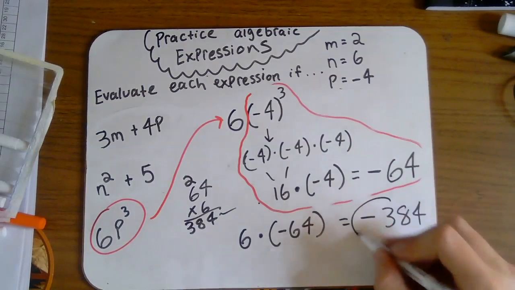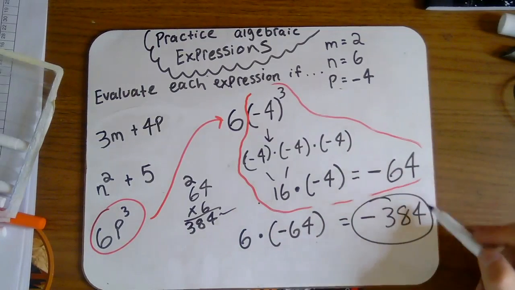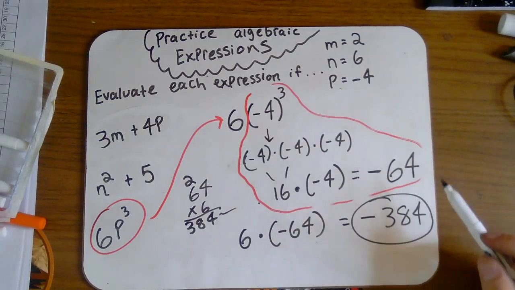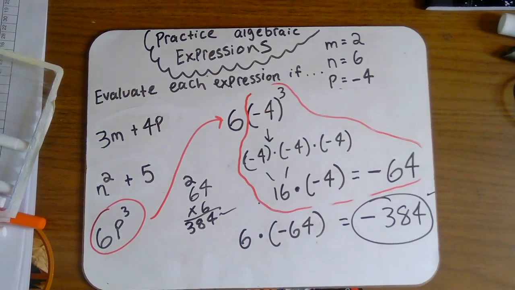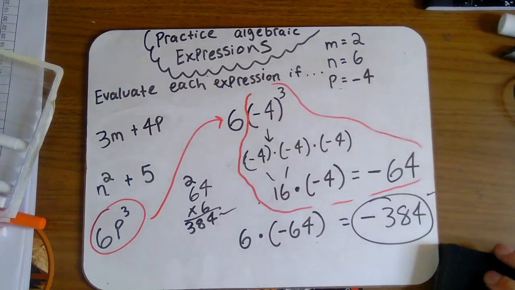So here is our final answer. Not this, right? That was just for the first part where we were cubing 4. This is going to be our final answer, negative 384. So if you need to go back and check your work here, go ahead and see if you can find your mistakes, but your answer should come out to this.